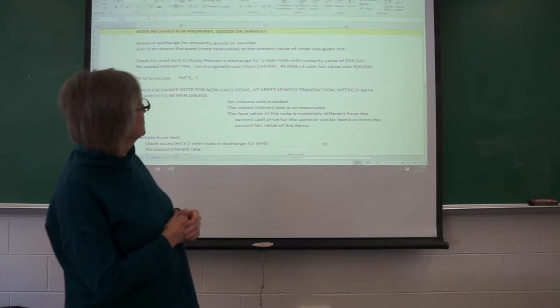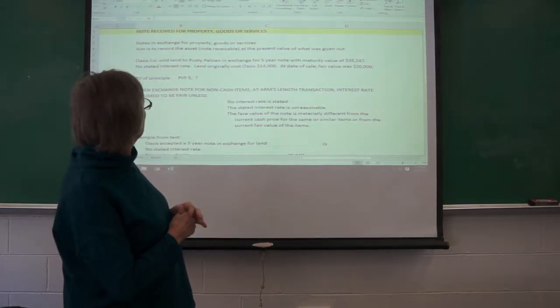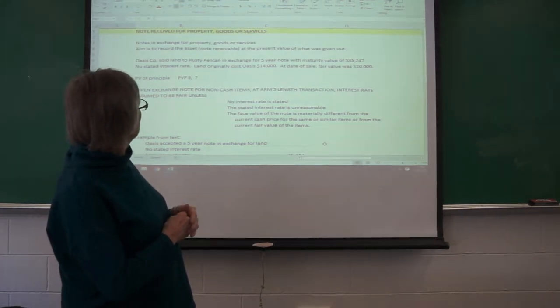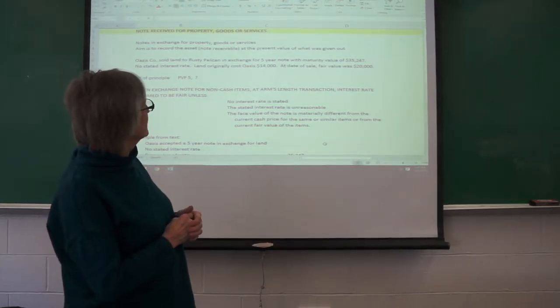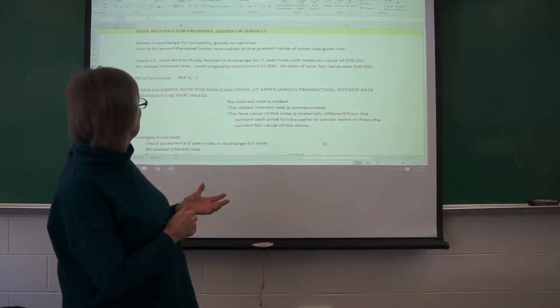5-year note, maturity of 35,247. There's no stated interest rate. The land originally cost $14,000, and the fair value of the land at the date of sale was $20,000.